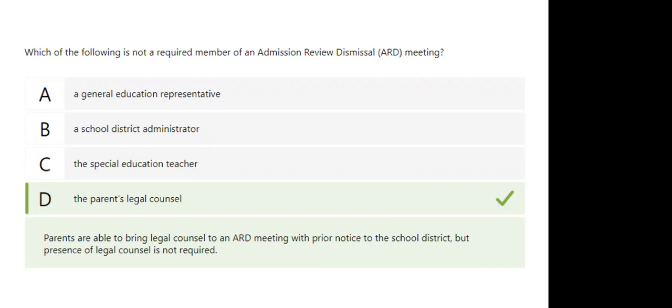But if parents want to invite anyone other than just themselves at any type of meeting regarding their child's special education services, whether it's an ARD or an IEP meeting or an IFSP meeting, they have to alert the school, and in some school districts, alert the school district as well, that they're bringing legal counsel. They have that right, but they have to give prior notice.